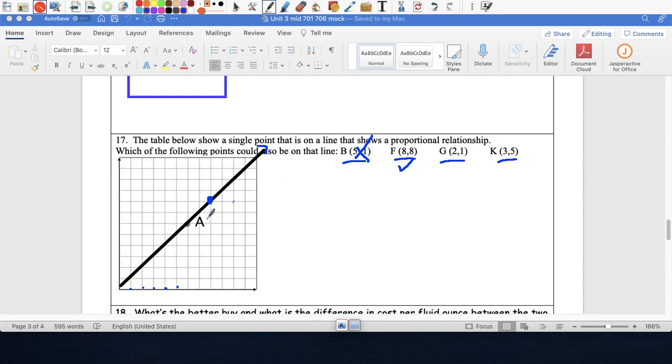Check. Is 2 and 1 on the line? 1, 2. 1 up. Nope. 3 and 5. 3 to the right. 5 top. No. Now, so that's one way.